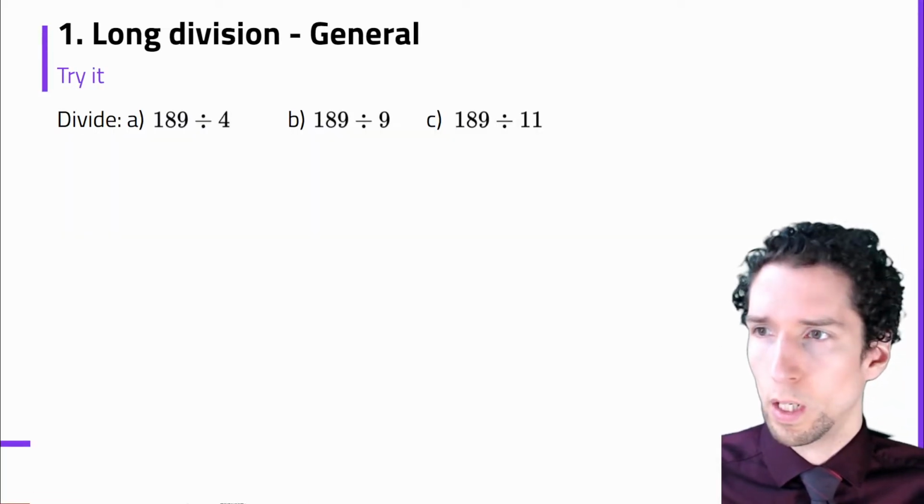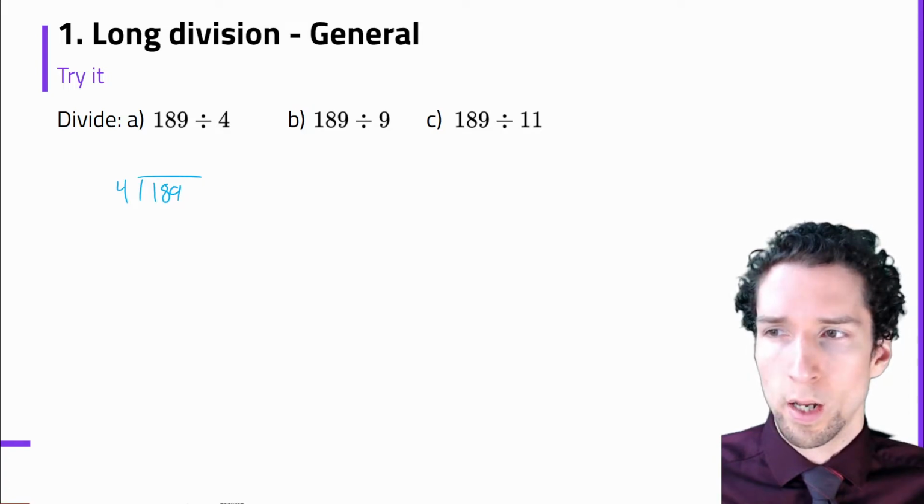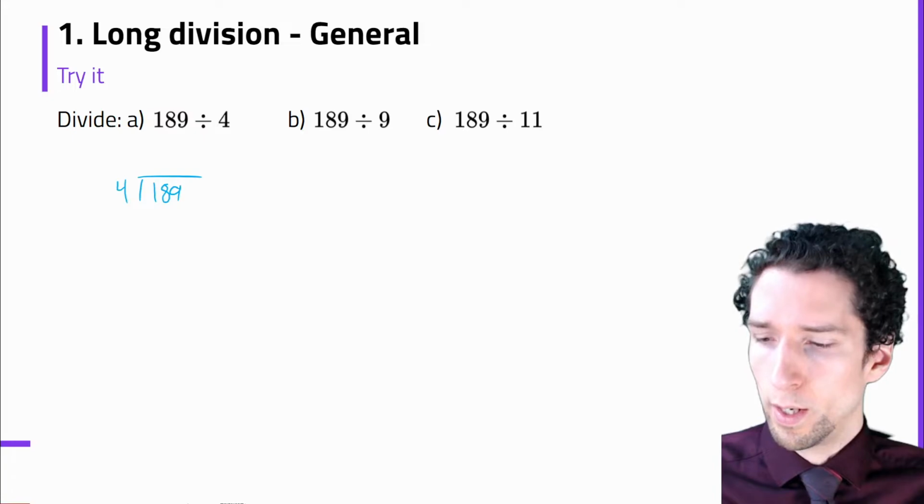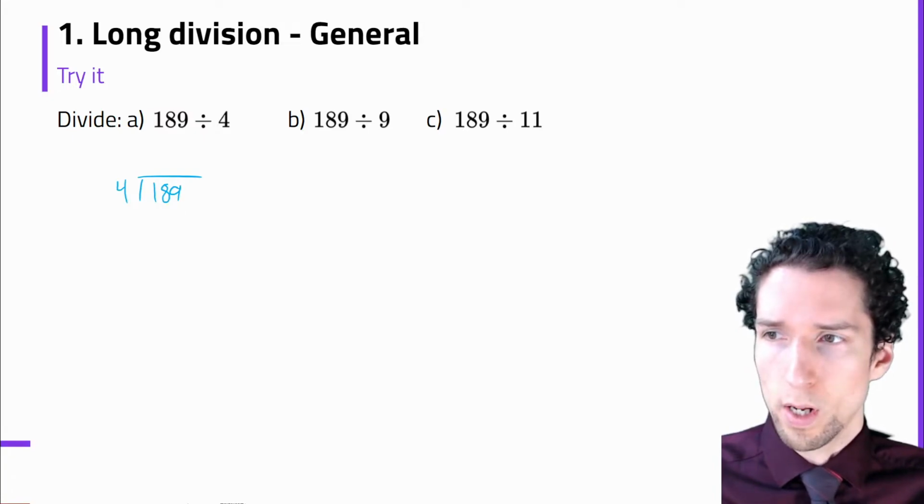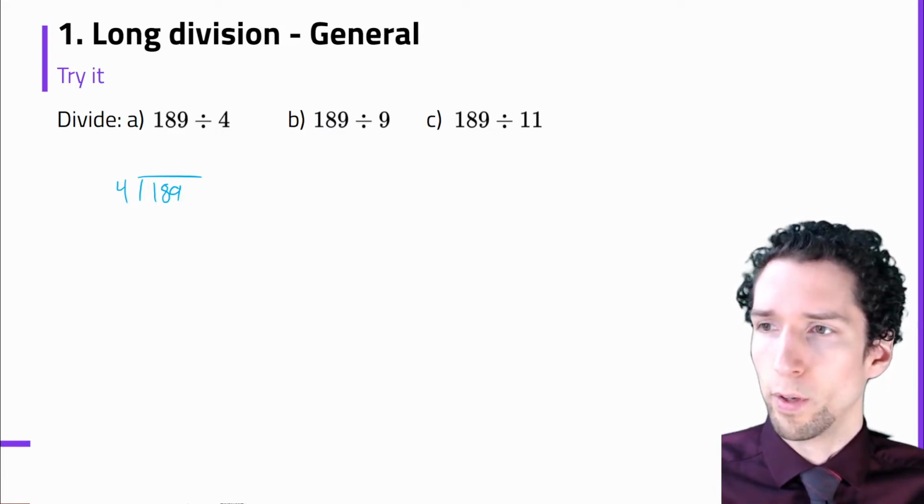All right, 189 divided by 4. I know I'm not going to have a nice clean integer result here, but I will not have an infinite decimal. Dividing by 4, it'll be 0.25 or 0.5 or 0.75, one of those.